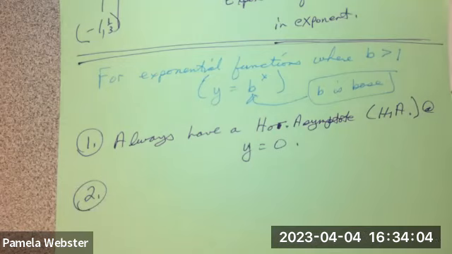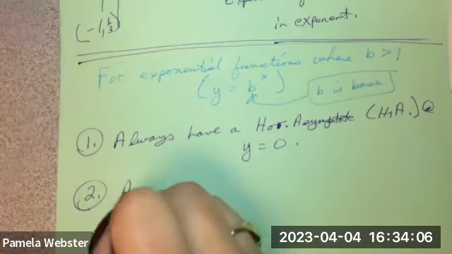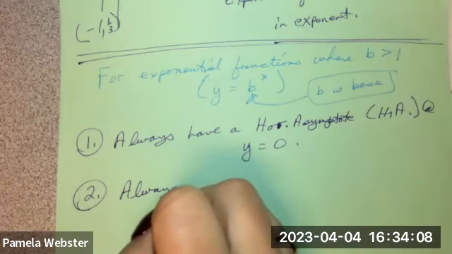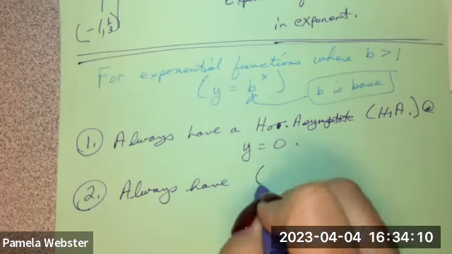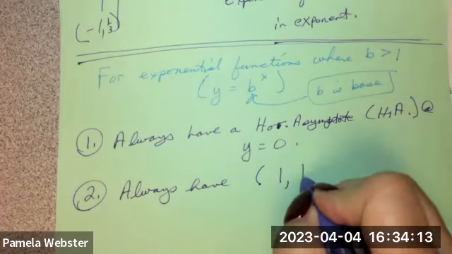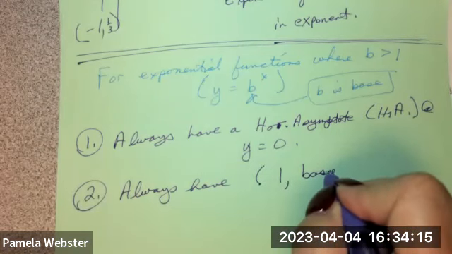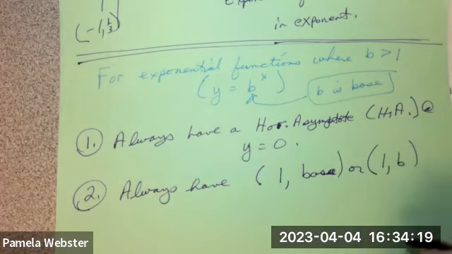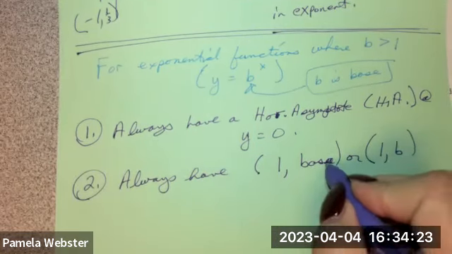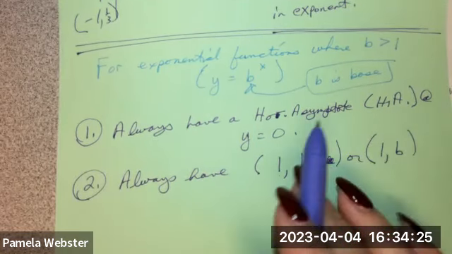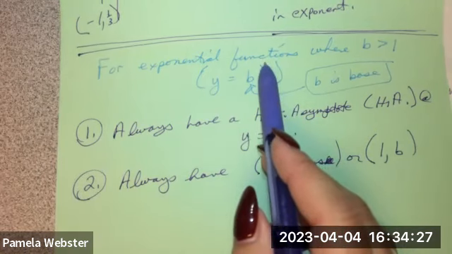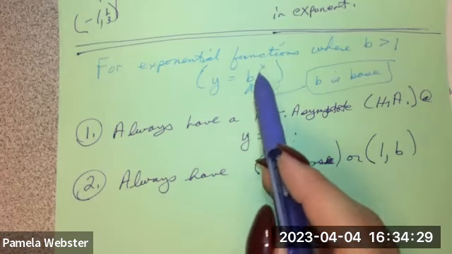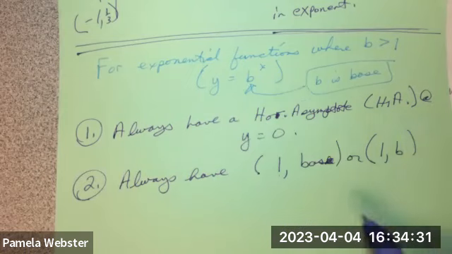Number two, we'll always have a point. And again, you don't normally hear me say always, but we always have the point 1 and the base, or 1 comma b, because we're saying b is the base. This is because any number that I raise to the power of 1 is going to give you back that number. So this is an always kind of situation.